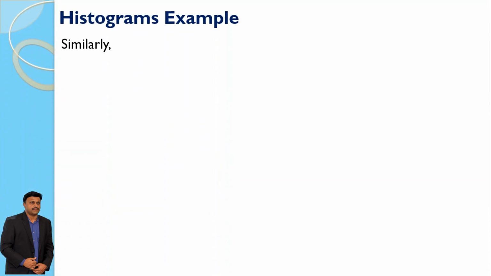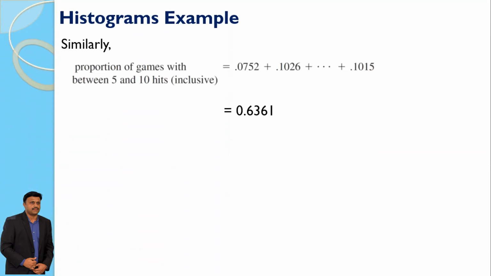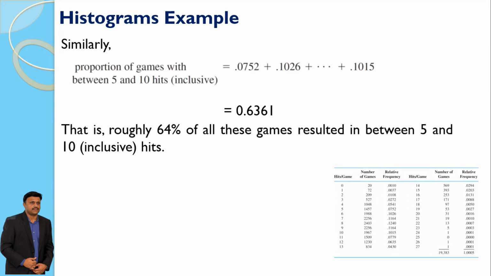Similarly, we can calculate the proportion of games with between 5 and 10 hits by summing the relative frequencies for that range, resulting in 0.6361. This means roughly 64% of these games had between 5 and 10 hits.